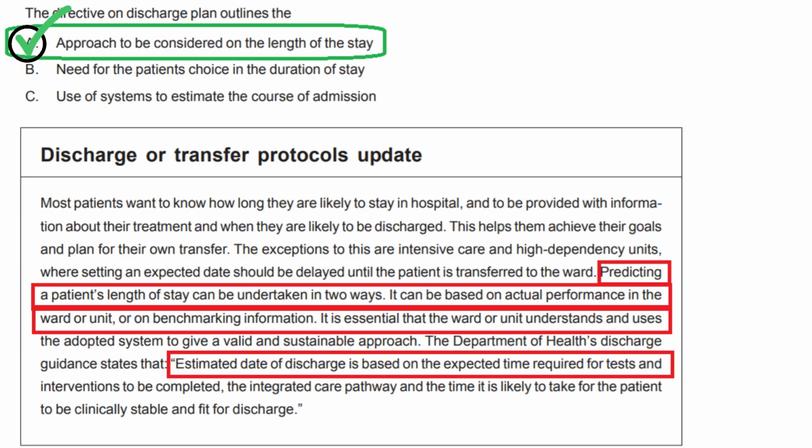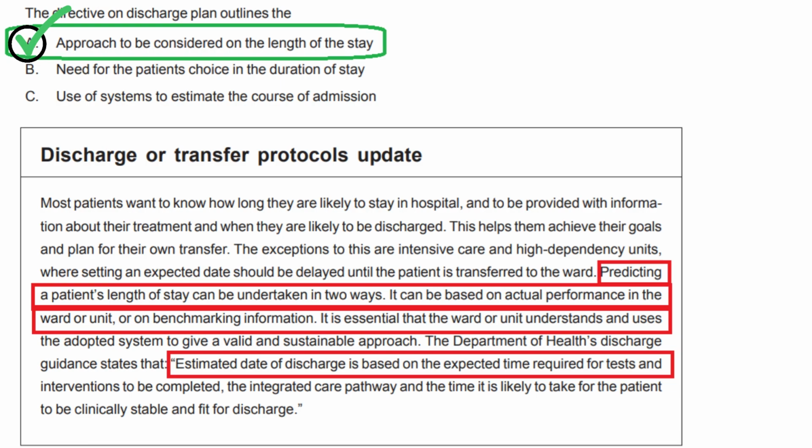Option B, need for the patient's choice in the duration of stay, is incorrect. The paragraph does not discuss the patient's choice in the duration of their stay. It mentions that patients want to know how long they are likely to stay, but it does not indicate that the patients have control over the duration of their stay.